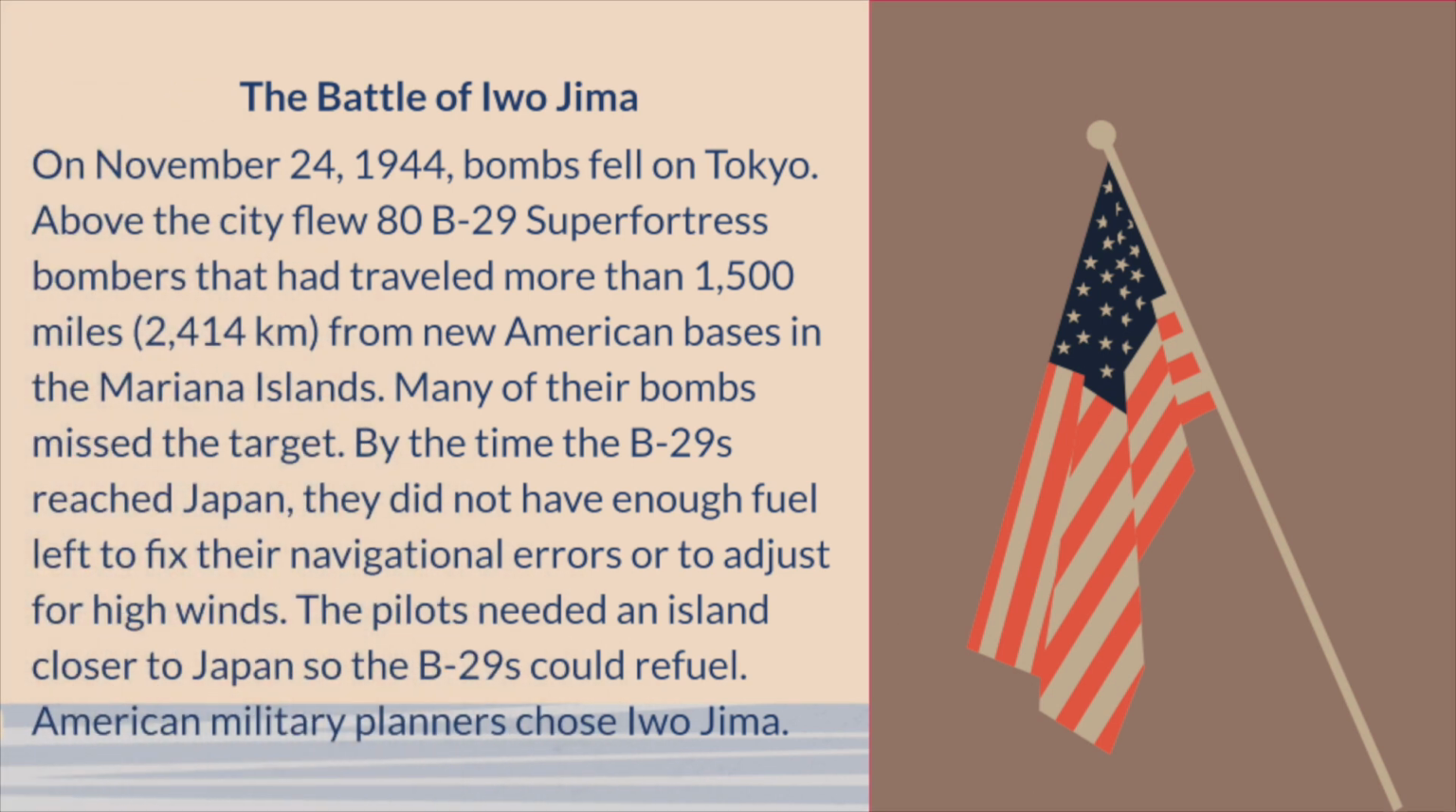The Battle of Iwo Jima. On November 24th, 1944, bombs fell on Tokyo. Above the city flew 80 B-29 Superfortress bombers that had traveled more than 1,500 miles from new American bases in the Mariana Islands. Many of their bombs missed the targets. By the time the B-29s reached Japan, they did not have enough fuel left to fix their navigational errors or to account for high winds. The pilots needed an island closer to Japan so the B-29s could refuel. American military planners chose Iwo Jima.